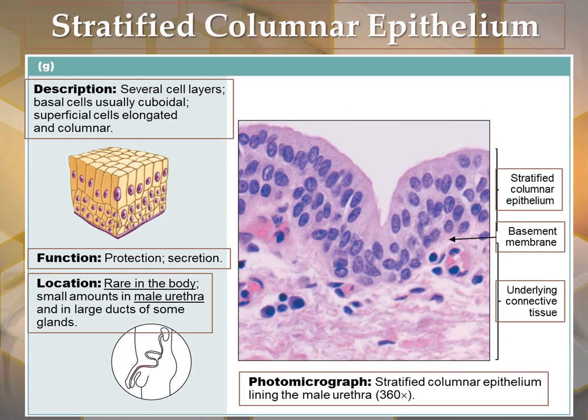And then our last stratified tissue is stratified columnar. So again, that top layer looks like columnar cells. So the bottom layers might be a little more cuboidal, but that top layer is what is columnar. And this is for protection and secretion. And we don't find this very often in the body. It's a very rare tissue in the body, but we do find it in small amounts in the male urethra, okay? And in some large ducts of some glands. So we don't see too much of this type of tissue, okay?